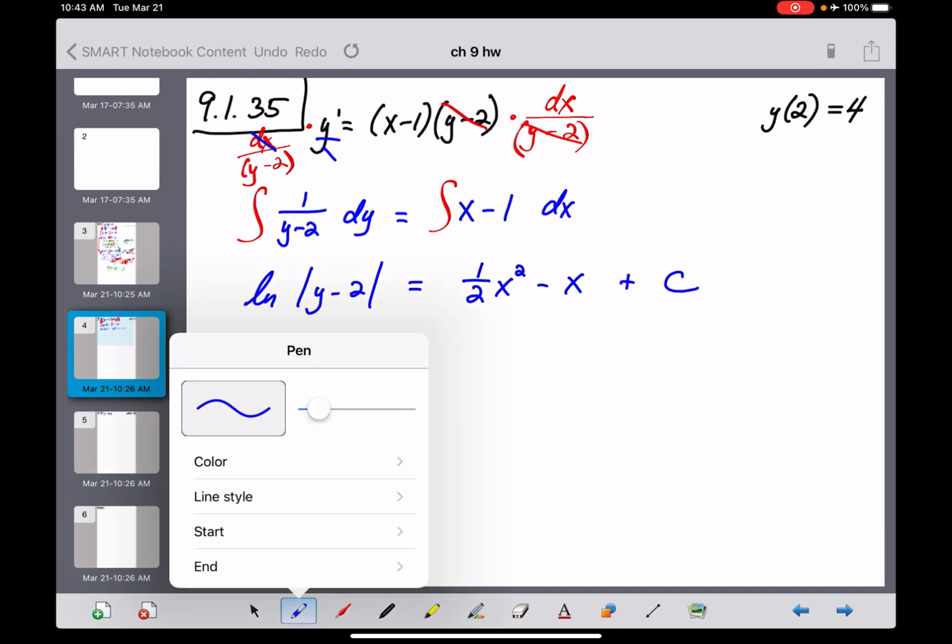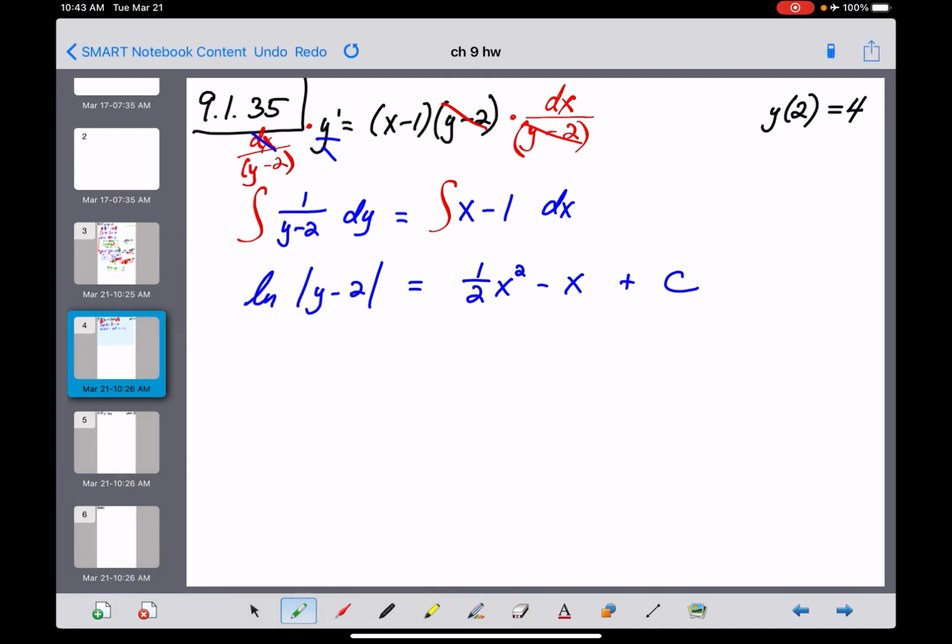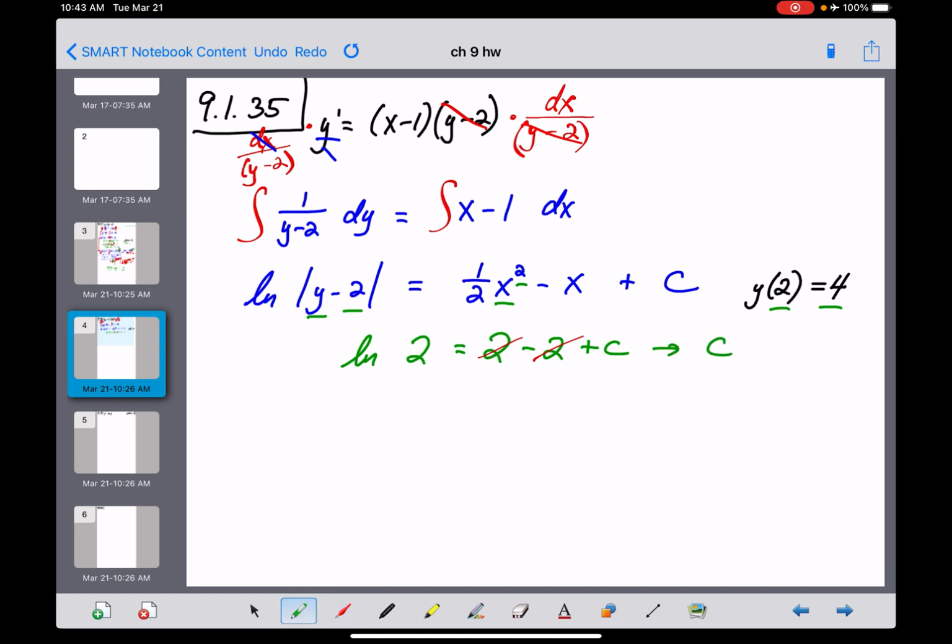Now, once again, everybody, we have the option right here. We can either solve for c right now, or we can solve this equation for y and then come back later and try to solve for c. I'm usually a fan of doing that at this point right now. Let's figure out what c is. So when x is 2, y is going to be 4. Natural log of 4 minus 2 is 2, and I don't need the absolute value anymore. That equals a 1/2 times 2 squared. So that's going to be a 2 minus a 2 plus c. Oh, and how convenient is that? Those two terms cancel out, and we've already solved for c here, guys. C is equal to the natural log of 2.